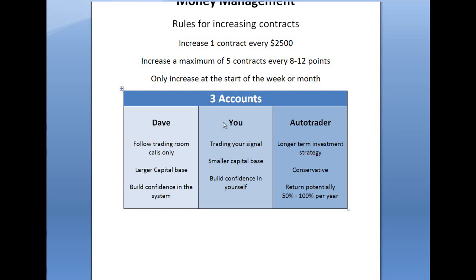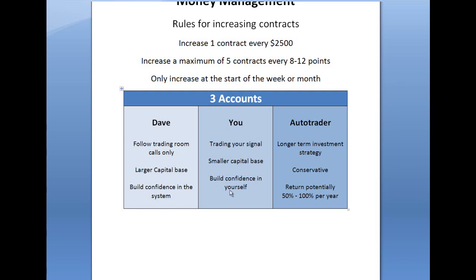The second account, the U account, is for your own personal trading development. Okay, so you'll be picking out one of the signals, whether it's the 5-minute signal, the bullets, the power fades, the power points, what have you. Whatever you pick out, you'll be trading this account on a very small number of contracts. Okay, so you use a smaller capital base in this one. Maybe trade 1 or 2 contracts when you're first starting out. At first, you might even want to do it on simulation until you're profitable, and then you use 1 or 2 contracts to build confidence in yourself. The Dave account, building confidence in the system.